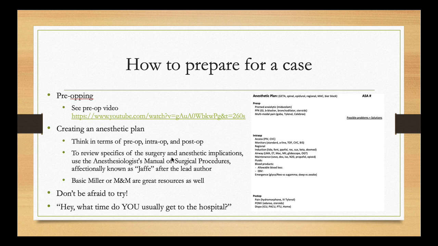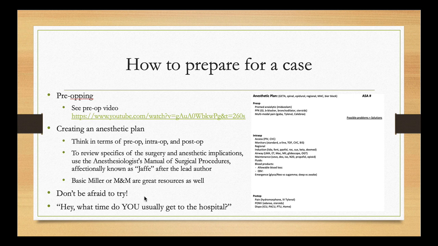And then the second half is written by an anesthesiologist who will talk about the anesthetic implications. And it's very useful when you're helping craft a plan, especially early on. Of course, Basic Miller and Morgan and McHale are great resources as well to help familiarize yourself with certain drugs that you might want to anticipate using if you're not familiar with them, or different types of equipment that you might extract from the recommendations of Jaffe.